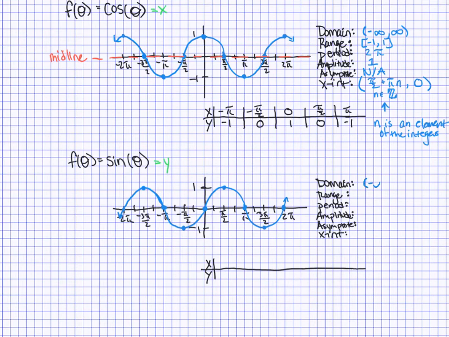So the domain here is from negative infinity to infinity. The range, well, the lowest value is still negative 1, highest value is still positive 1, so that's going to be bracket, negative 1 to positive 1.